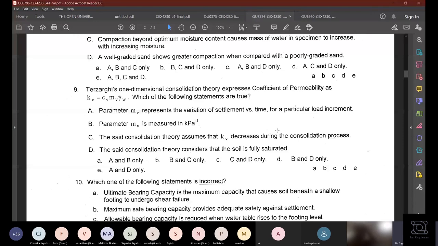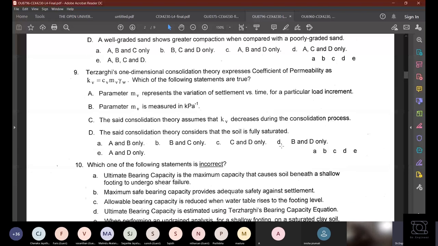Right. Which of the following statements are incorrect? I think this is not available. Question number 10 is not there for the new syllabus. For the old syllabus, we have this one.